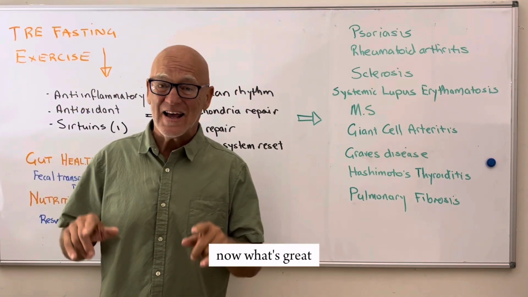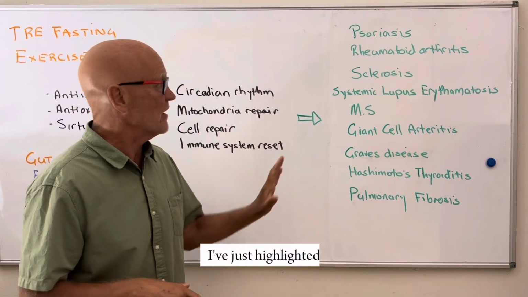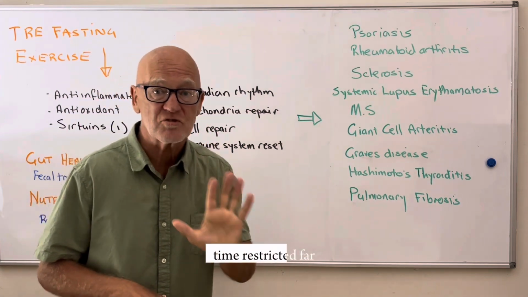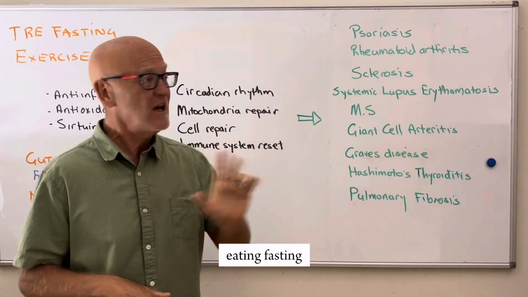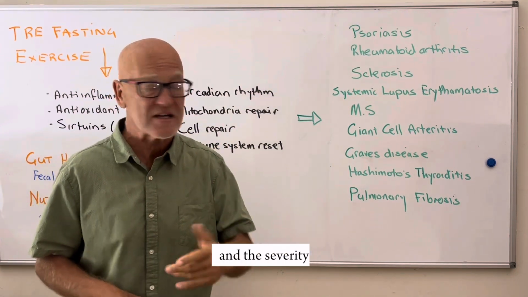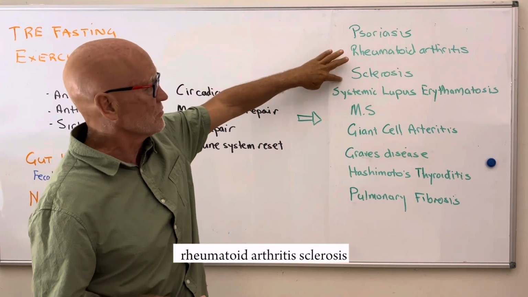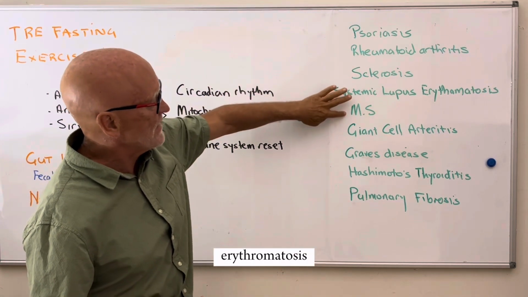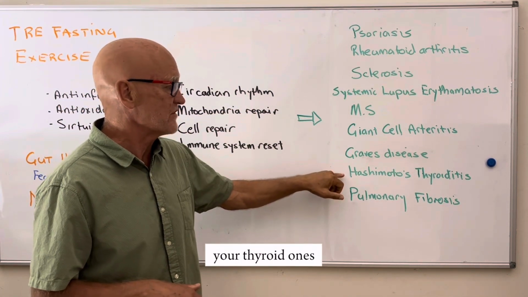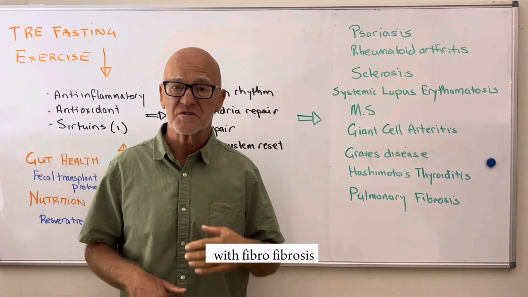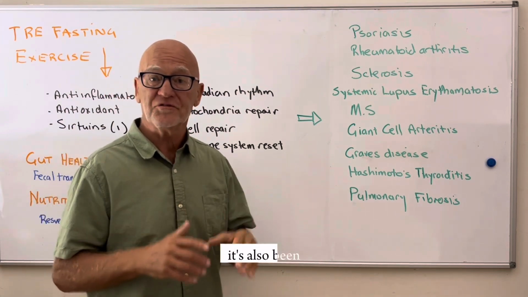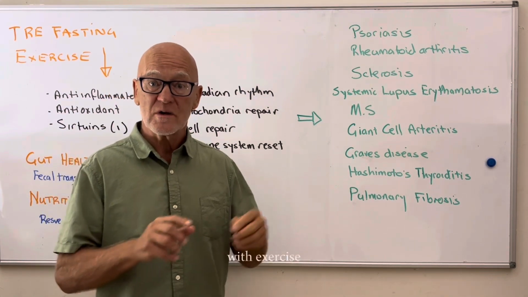Now, what's great, as I said earlier, each of the ones I've just highlighted have been shown to reduce conditions individually. Time-restricted fasting has been shown to reduce the incidence of psoriasis and the severity of the condition, as it has with rheumatoid arthritis, sclerosis, systemic lupus erythematosus, MS, giant cell arteritis, Graves' disease, two of your thyroid ones, Hashimoto's, and pulmonary fibrosis. And these are just some of the ones that have been shown to do with TRE fasting, but it's also been shown to do exactly the same with exercise.